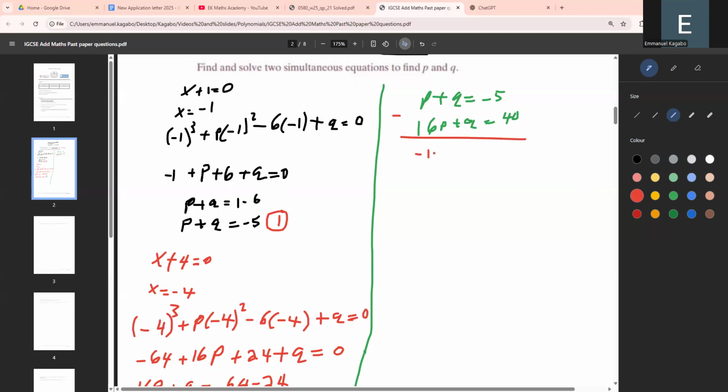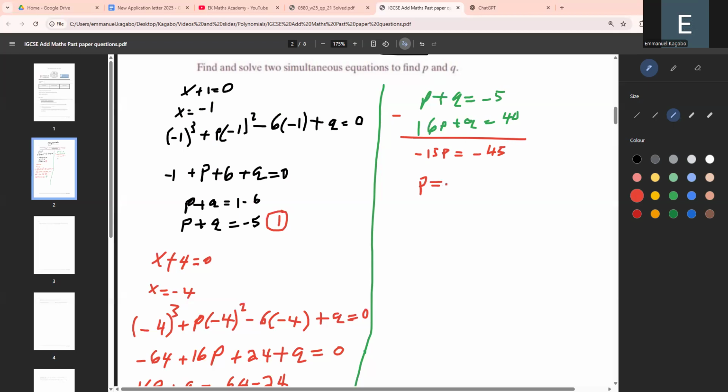This gives me negative 15P, then equals, this minus that gives me negative 45. Altogether, guys, I hope you understand, because I'm subtracting the first equation minus the second. So divide by minus 15 both sides.